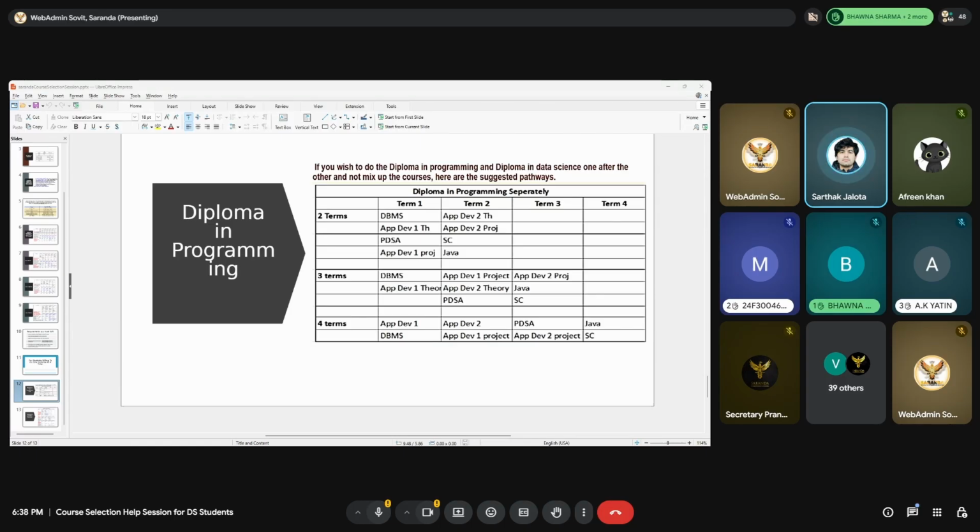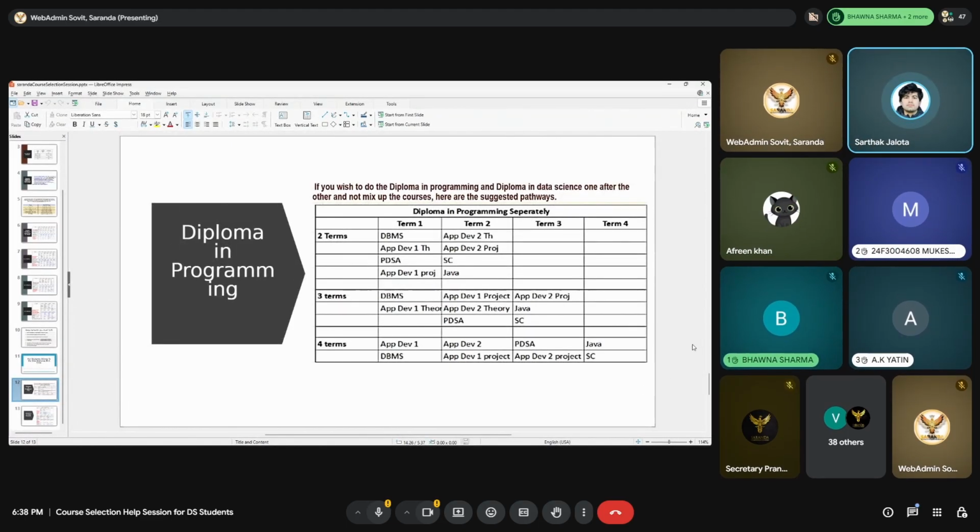So diploma in programming is doable in 2 terms if you are strong at coding. It is going to be hectic, but it is very doable in 2 terms. And the path here, I would not change anything here. DBMS, App Dev 1 theory, App Dev 1 project, a little bit hard, but doable hai. What one switch you can make is you can swap PDSA for system commands if you are taking the 2 term path. Now 3 terms is highly recommended. 3 terms में it's for standalone students हो जाएगा.